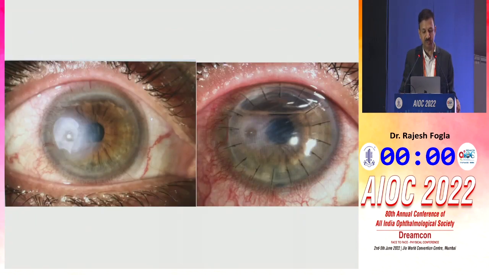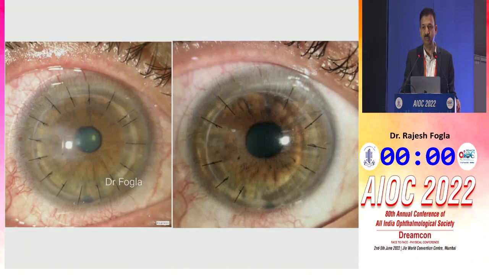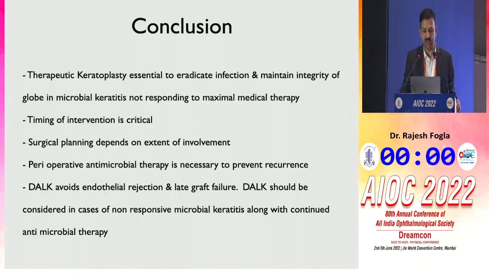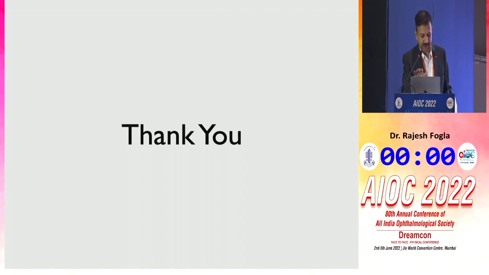This is a patient with a perforation which was sealed with glue and amniotic membrane. That's how the patient presented, with a large 2 to 3 millimeter perforation. We went ahead, did a DALK, and that's how the post-operative outcome was. So DALK can be performed even in the presence of a large perforation. So basically, it's a good option, essential to eradicate infection and to maintain the integrity of the globe in microbial keratitis. Timing is critical, and surgical planning depends on the extent of involvement. The advantage of DALK is that it avoids endothelial rejection. Thank you for your patient hearing.